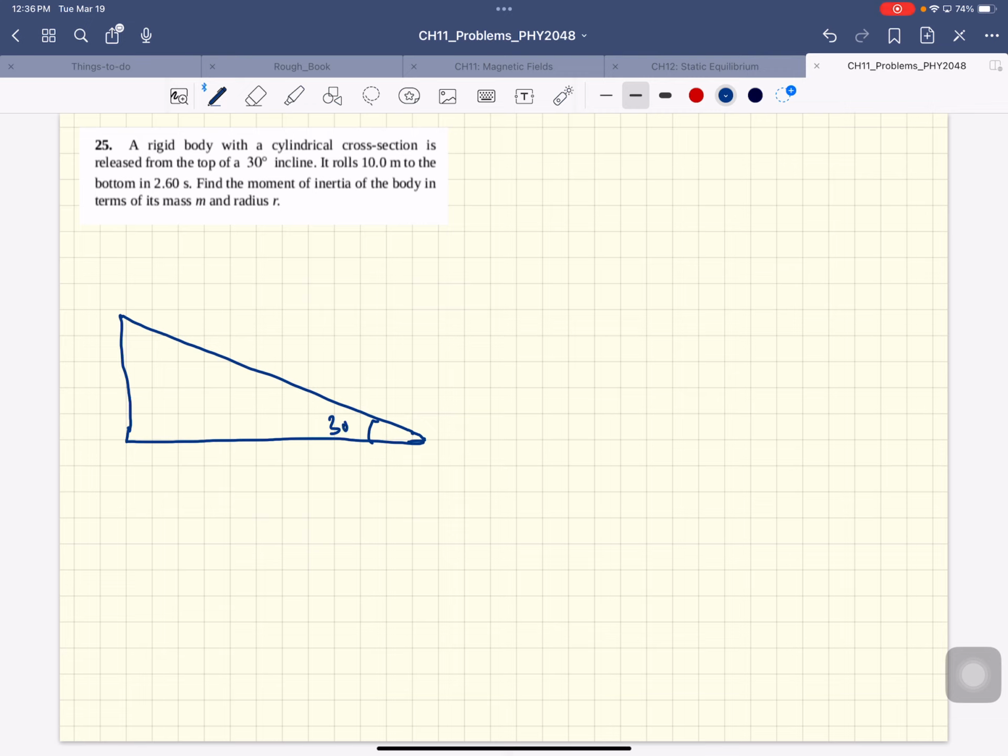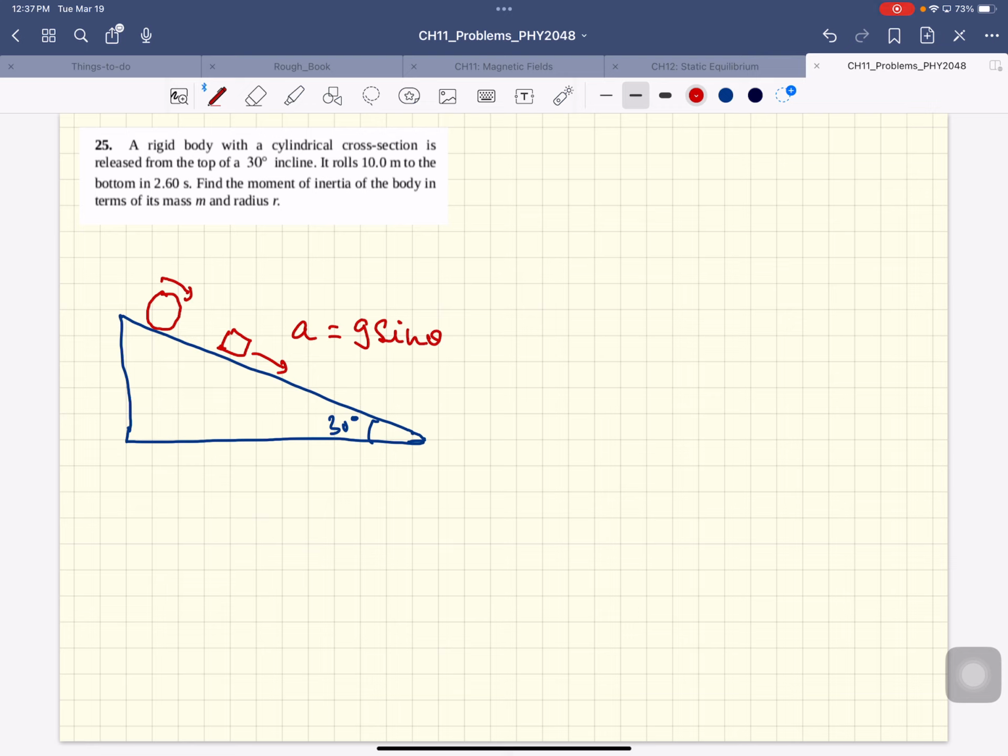Here's the 30-degree incline, and here's a cylindrical body that's rolling without slipping. Now, if you had an ice cube sliding down frictionlessly, the acceleration of this ice cube would be g sine theta.